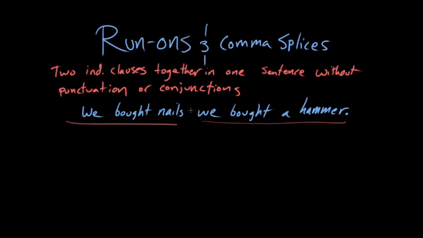So there are a couple ways we could fix this sentence. One way would be just to add a semicolon in there. So you've got two independent clauses: we bought nails; we bought a hammer. Another way you could do that would be to just add a comma and then the conjunction and. So you're connecting those two clauses.